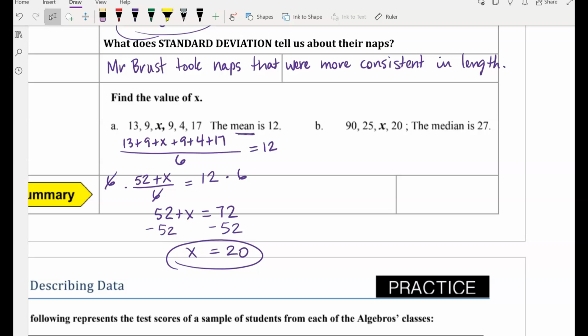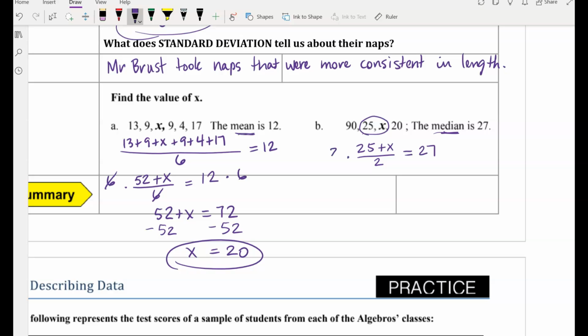On part B, we have a list with 4 items in it, and we know that the median is 27. Remember, the median is the middle number, and to find the middle number, I need to have my list in order. So the biggest number is 90, and then 25, and then x, and then 20. So it looks like they're in order from largest to smallest. That's fine. And I have 2 numbers that are in the middle, 25 and x. Since I have two numbers in the middle, I need to add them together and divide by 2. I need to average them. That would give me the median. And I know the median is 27, so I'm going to say that's equal to 27.